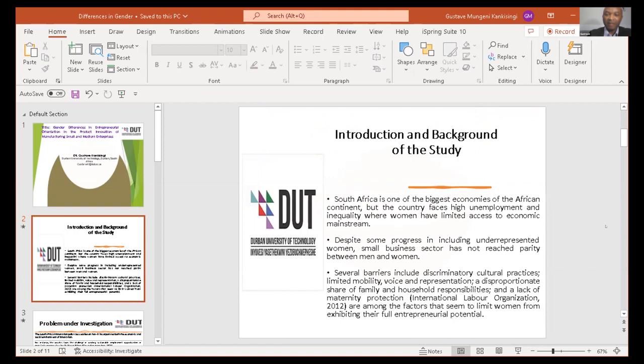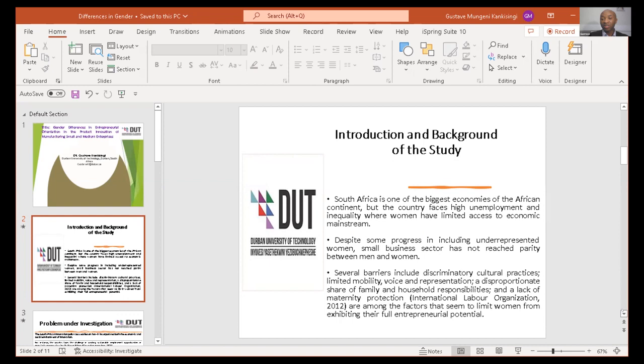In terms of introduction and background of the study, South Africa is one of the biggest economies of the African continent, as you know, but the country faces high unemployment and inequality, where women have limited access to the economic mainstream. Despite some progress in including underrepresented women, the small business sector has not reached parity between men and women. Several barriers, including discriminatory cultural practices, limited mobility, voice, and representation, a disproportionate share of family and household responsibility, and the lack of maternity protection are among the factors that seem to limit women from exhibiting their full entrepreneurial potential.